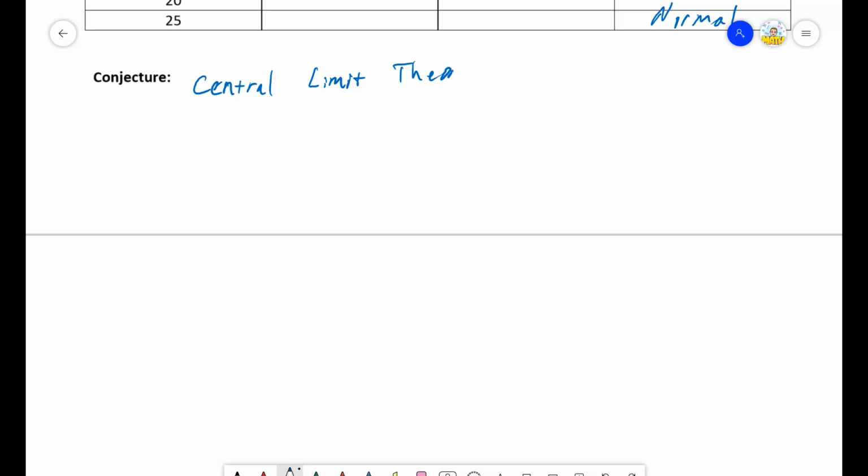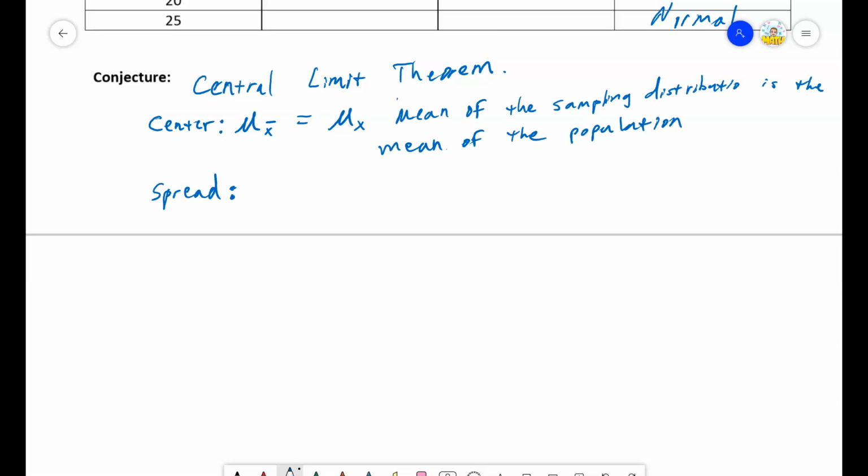As it relates to center, I'll use some symbols. When we talk about center, this means that the mean of the sampling distribution, the mean of all the x bars, is equal to the mean of the population. So it's really important that we focus on what we're talking about here. This is the mean of the x bars. This is the mean of the population, mean of x, but they are equal to each other.